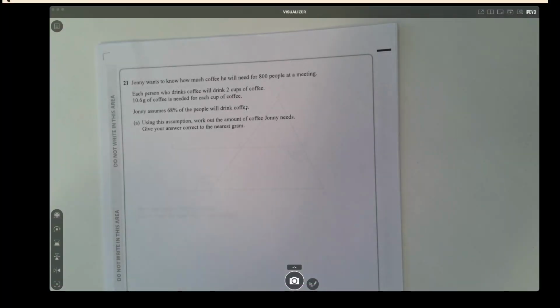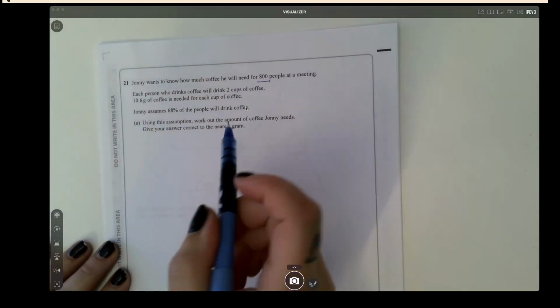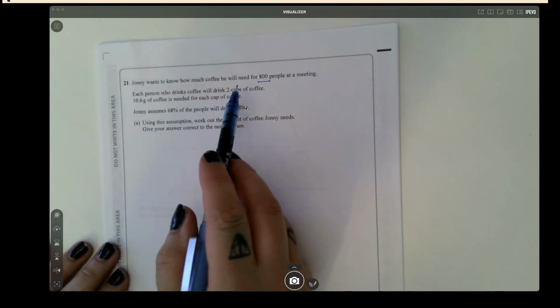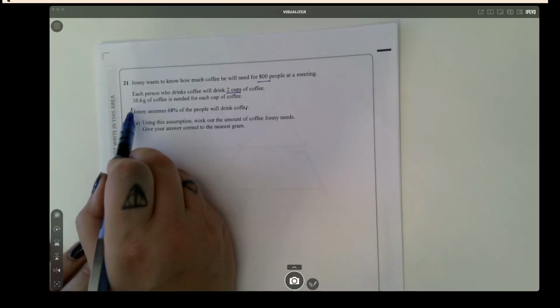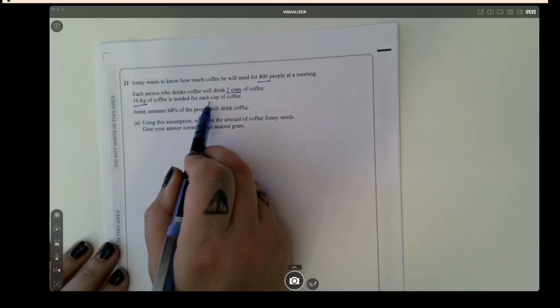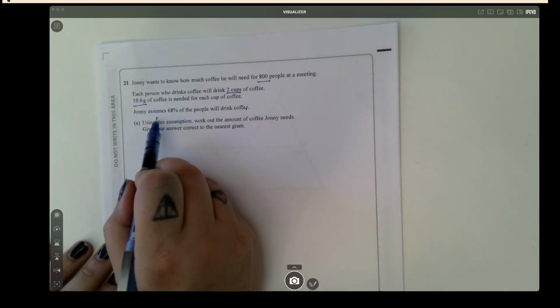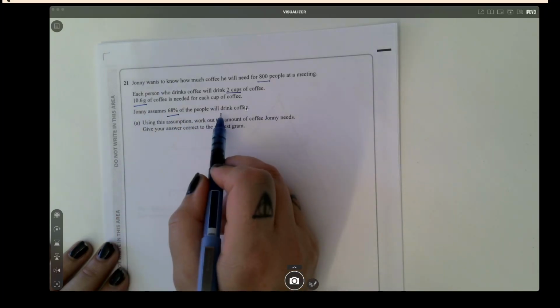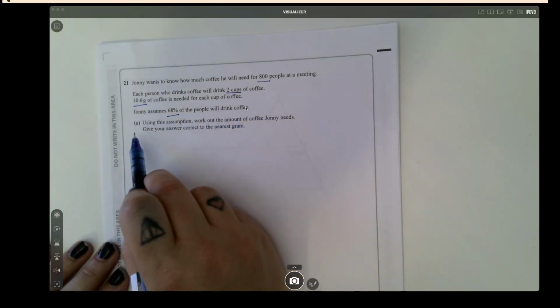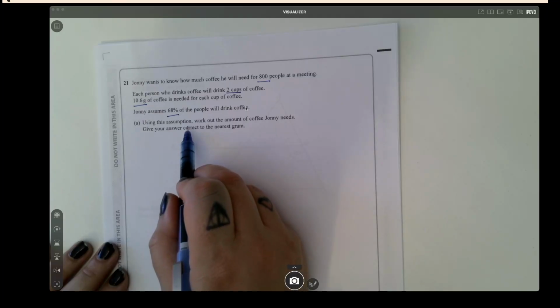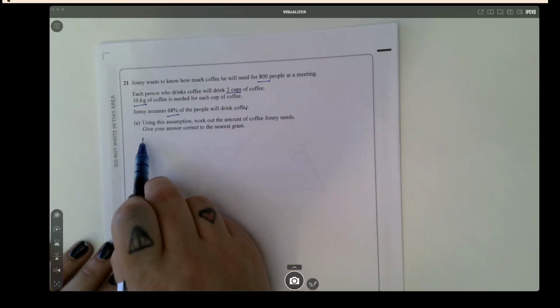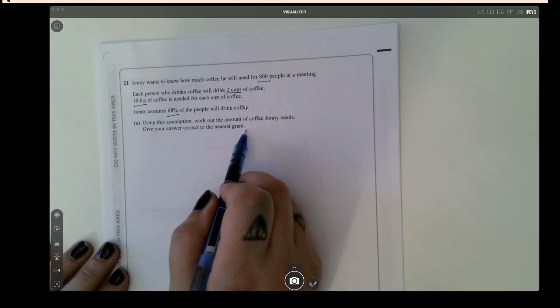Question 21. Johnny wants to know how much coffee he will need for 800 people at a meeting. Each person who drinks coffee will drink 2 cups of coffee. 10.6 grams of coffee is needed for each cup of coffee. Johnny assumes 68% of the people will drink coffee. Part A. Using this assumption, work out the amount of coffee Johnny needs. Give your answer correct to the nearest gram.